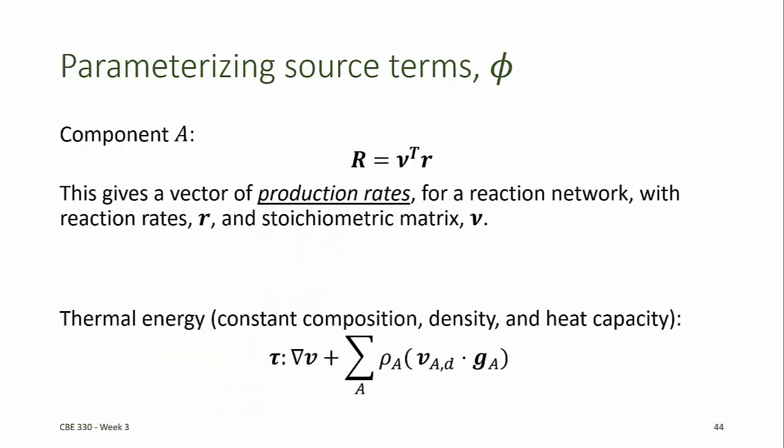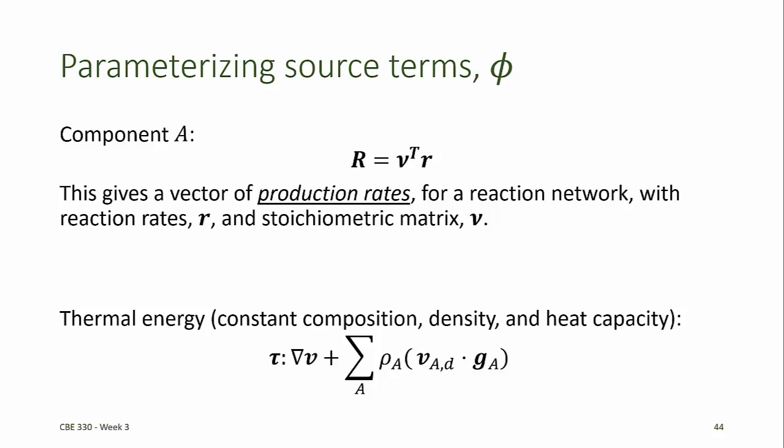Next, we'll talk about the rates describing the source terms. The volumetric rate of generation of component A, for a system in which A may participate in multiple reactions, can be obtained by taking the transpose of the stoichiometric matrix and multiplying it by the reaction rate vector. In the stoichiometric matrix, each row represents a reaction and each column represents the stoichiometric coefficient of a component in the system, with negative stoichiometric coefficients for reactants and positive stoichiometric coefficients for products.